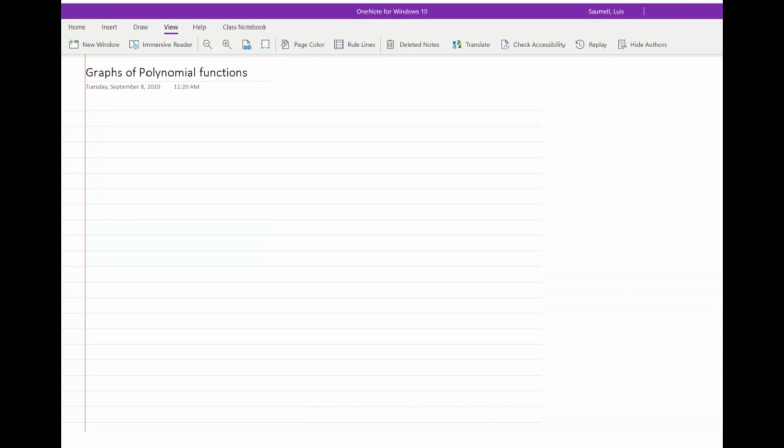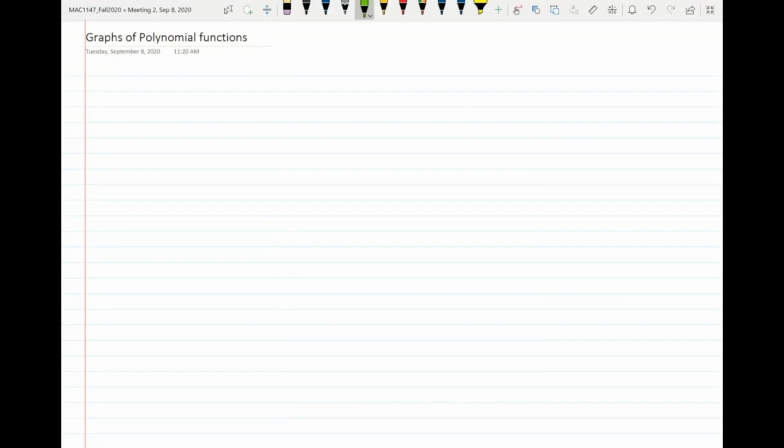Some of the things that I will tell you, the reason why they're true, you need to wait until you learn calculus to understand. But here is something important about the graph of a polynomial function. I'm going to label it as a fact. The graph of a polynomial function is continuous and smooth.